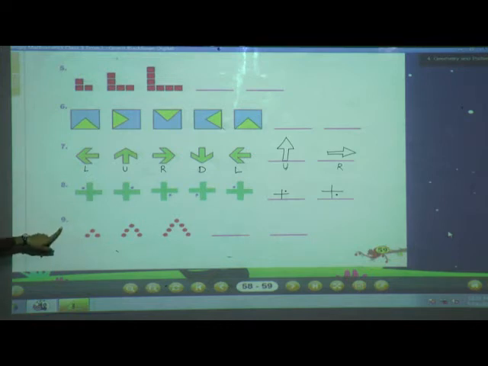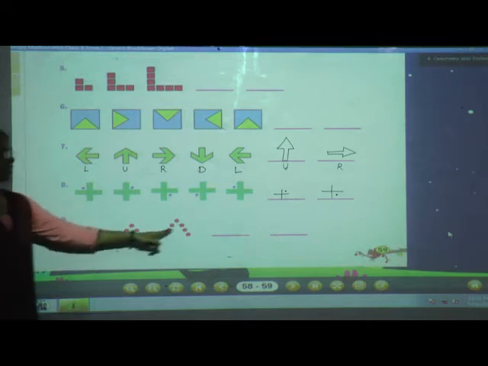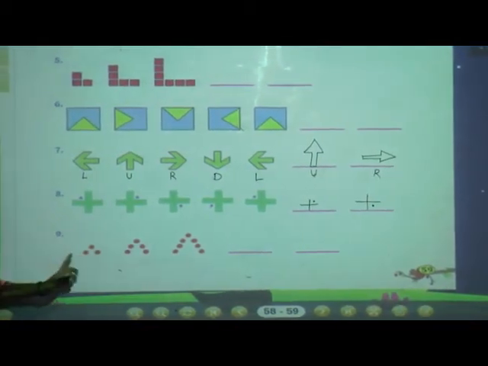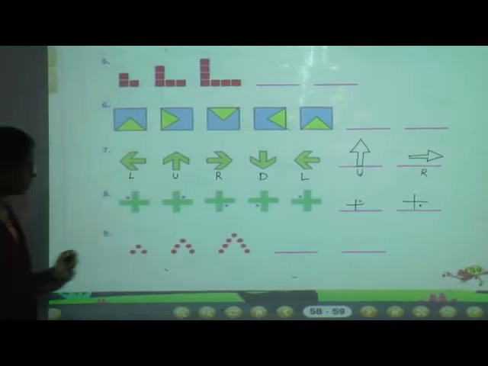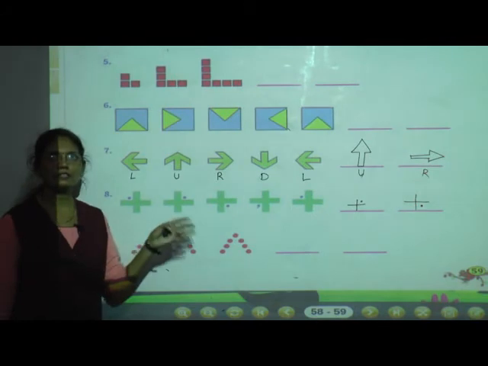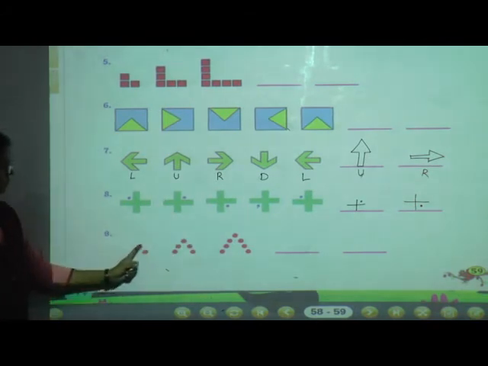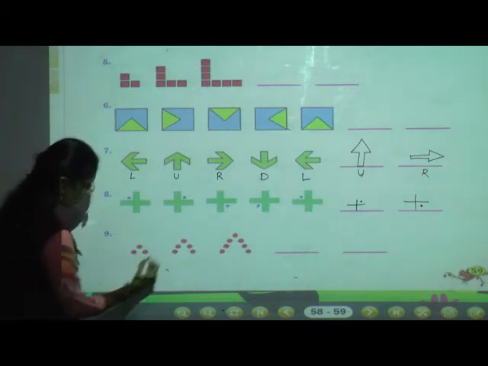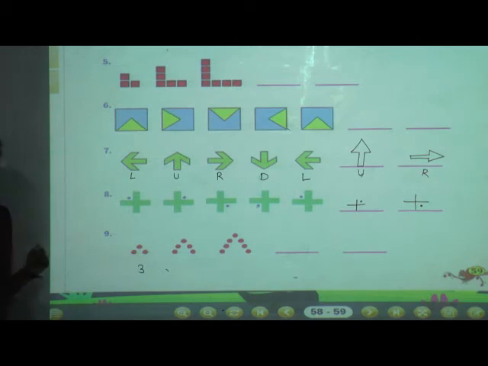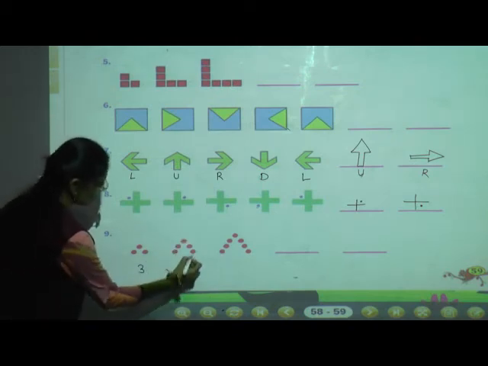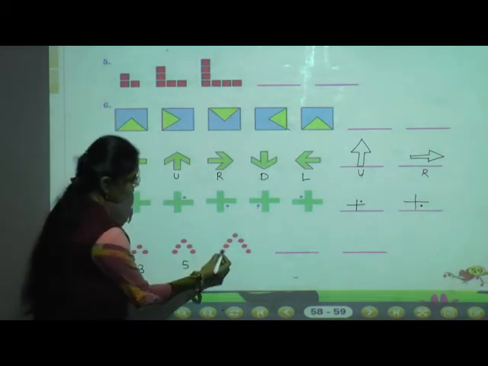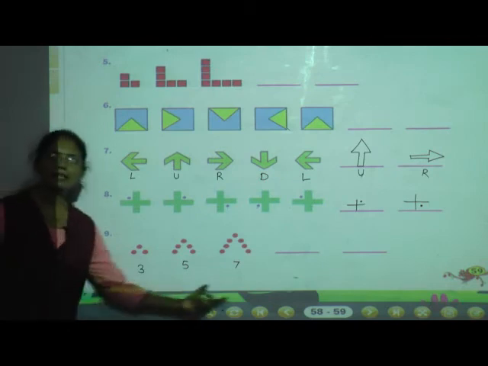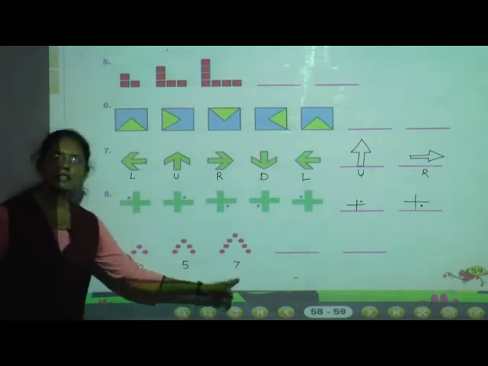Now see the ninth example. Here dots are there, you can see the dots, and color is same, all dots are red in color. Okay, only the pattern is by changing the number of dots. First we will count how many dots are there. 1, 2, 3. 1, 2, 3, 4, 5. See here 3 dots are there. Here 1, 2, 3, 4, 5. Then 1, 2, 3, 4, 5, 6, 7. 7 dots are there. Now what is the pattern in this number? 3, 5, 7.